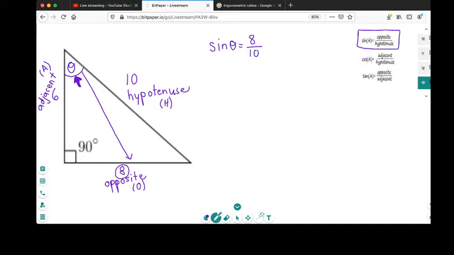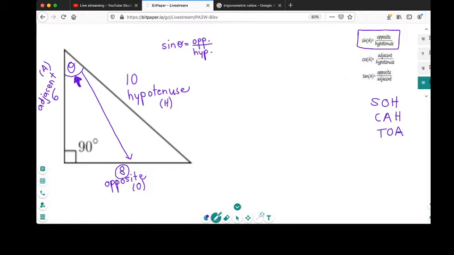Now, we're just going to leave it like this for a second. I want us to understand what this means. And actually, I'm going to move this over a little bit. So sine of theta is equal to opposite over hypotenuse. And remember, if you're having a hard time remembering this, it's SOHCAHTOA.